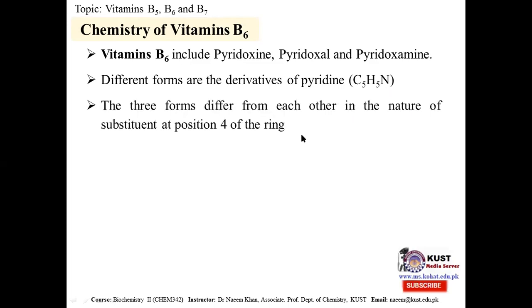The three forms differ from each other in the nature of the substituent at position 4 of the ring. Actually, they are the derivatives of the six-member pyridine ring, and they have a substituent at position number 4. All the other structures are the same, but pyridoxine, pyridoxal, and pyridoxamine are different from one another based on the substituent group attached at position number 4.